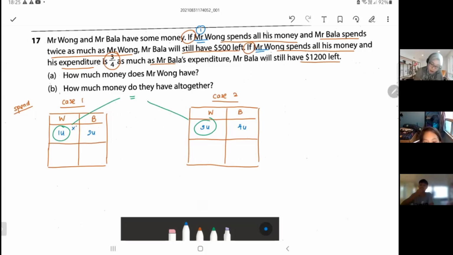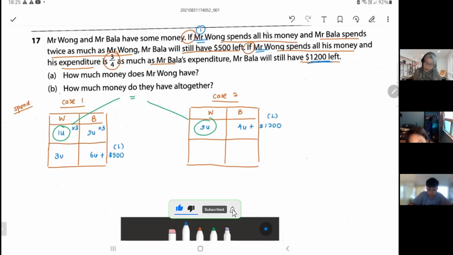So this one you times this by 3. Here also must times 3. 3 units, 6 units. Okay. So once you do that, you get 3 units and 6 units. Then we look at what is extra. Mr. Bala will still have $500 left. This is plus 500. And then the next one, Mr. Bala will still have 1,200 left. So plus 1,200. These are all the leftover.